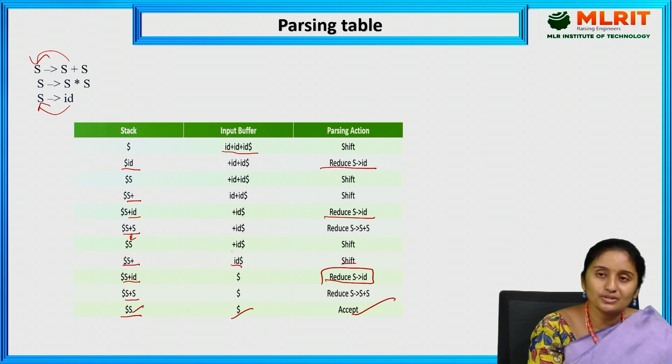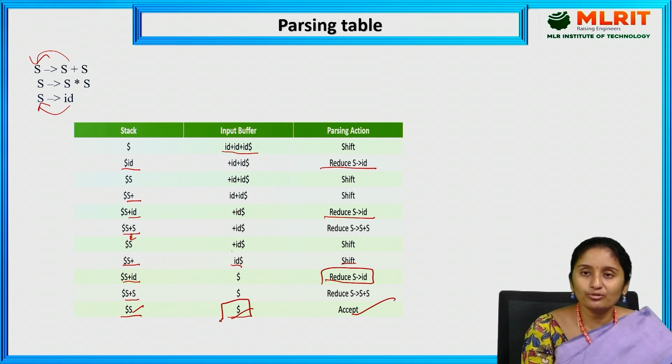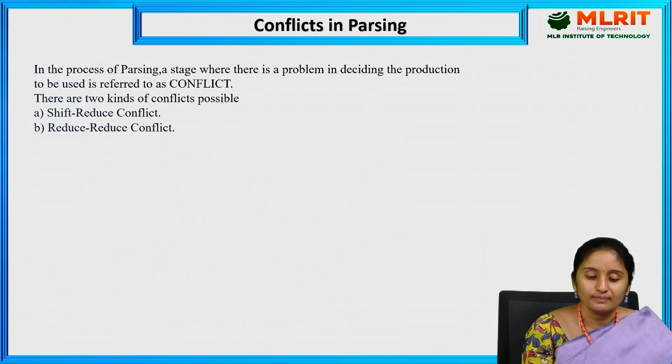Here in the stack I have the start symbol, and in the input buffer I have completed reading my whole string. How did I come to know that I have completed reading the whole string? Just because of this dollar. So then we can tell that this string is accepted.